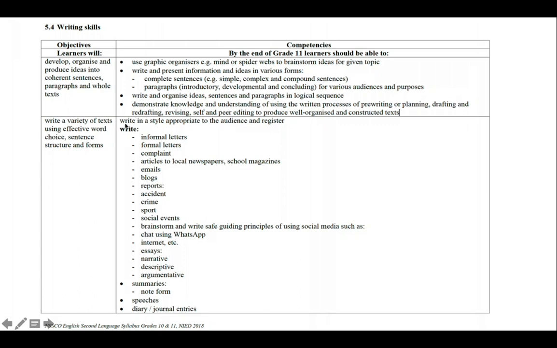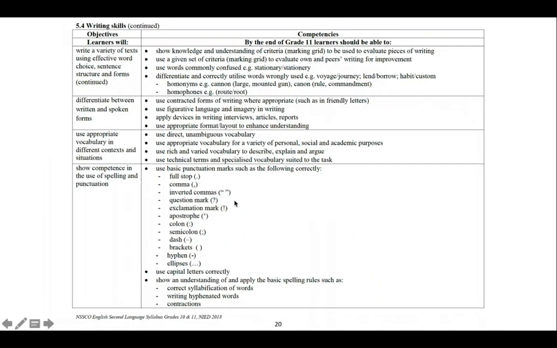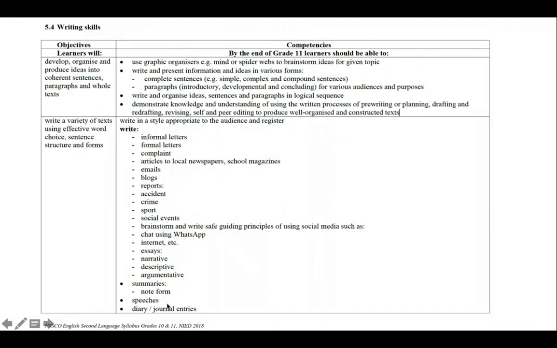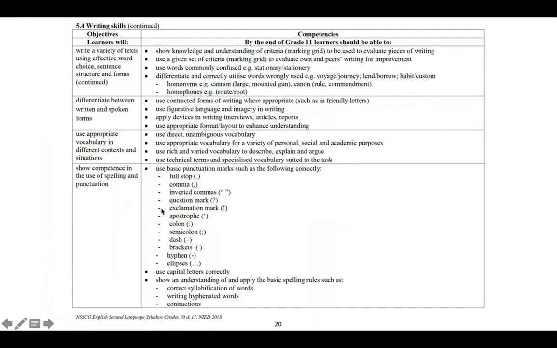And then here, write in a style appropriate for audience and register, like informal letter, formal letter. All these things you need to know before you go to the classroom. And we have many more, like punctuation. If we go back, we have diaries and journals. This is more on expressive writing, and many of these are more transactional writing. You need to know these things. That's why we are covering them anyway. Punctuation, these are the things that you need to know.